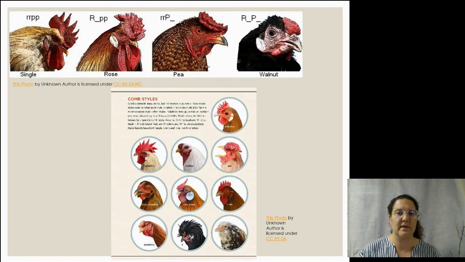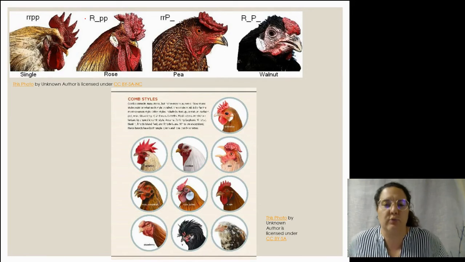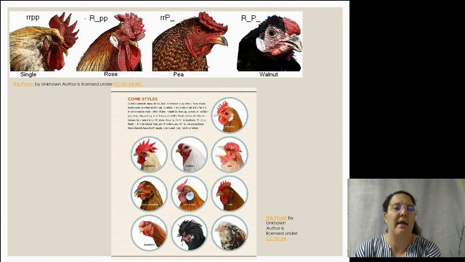So if we look at this, we can have our walnut in the top right with 1 dominant rose and 1 dominant P. And then we would have the single comb in our top left with 2 recessive rose comb alleles and 2 recessive P alleles. Then we would have rose and P in the middle.